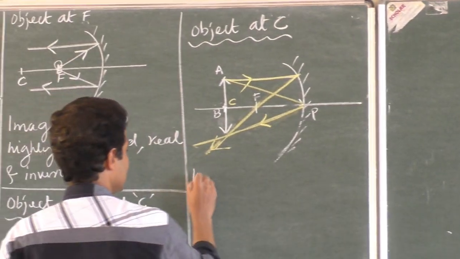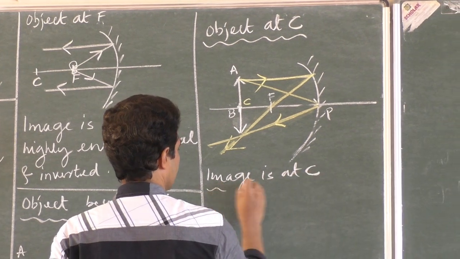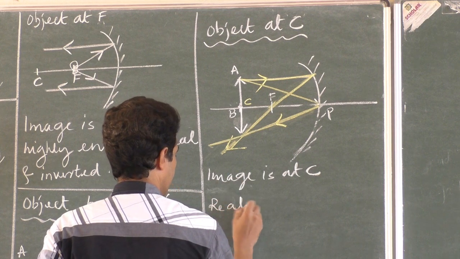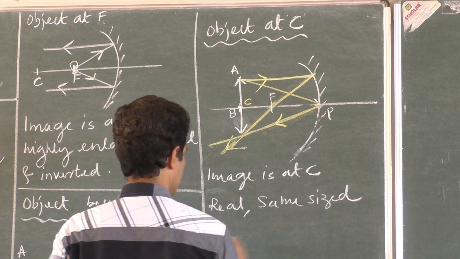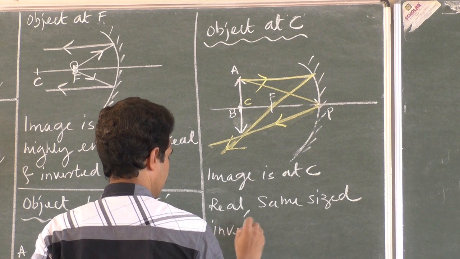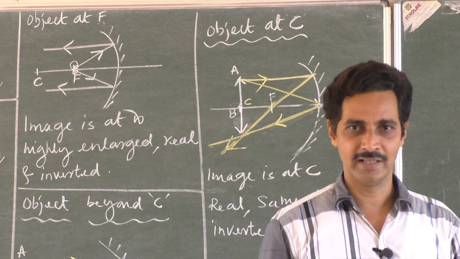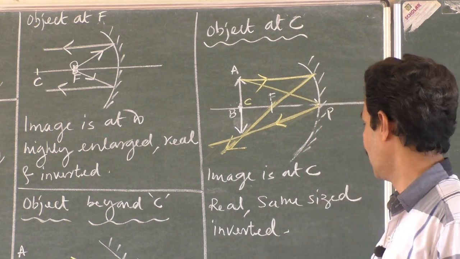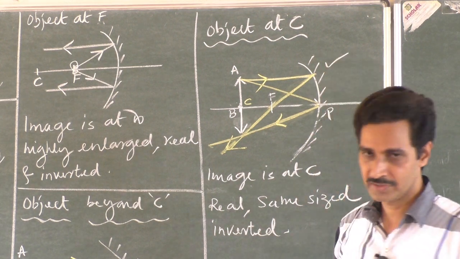So the image is at C, and it is real, same sized, and inverted, right? So when the object is at the center, the image is also at the center, same size, real and inverted, and only a concave mirror can form this image.